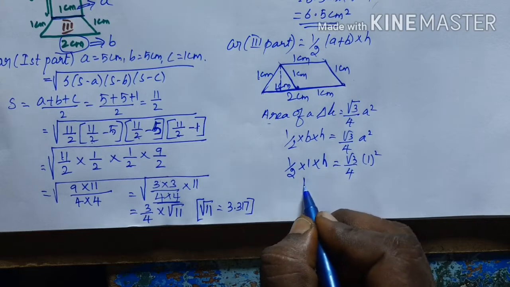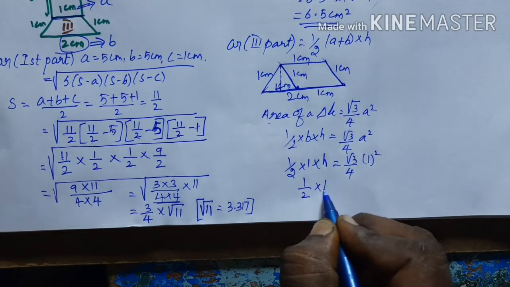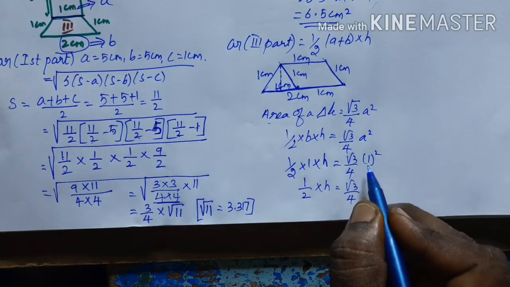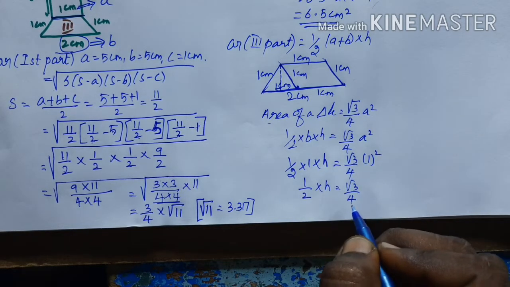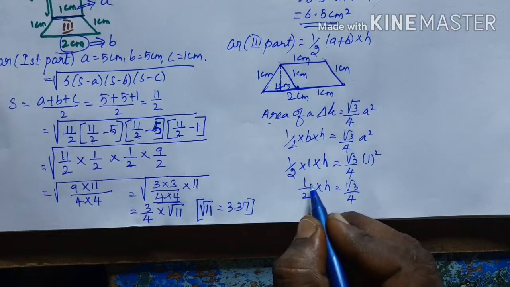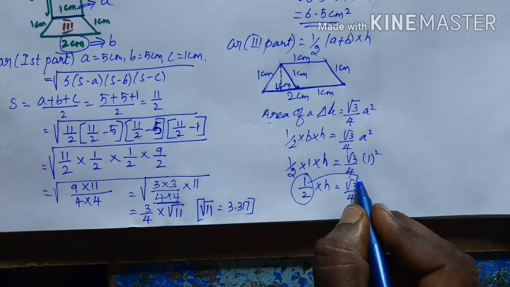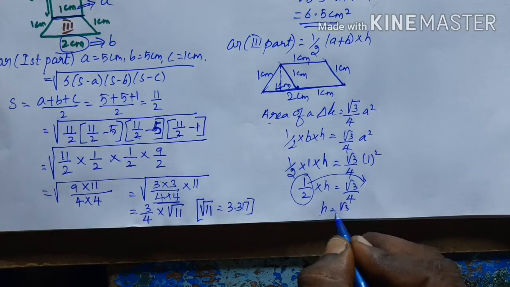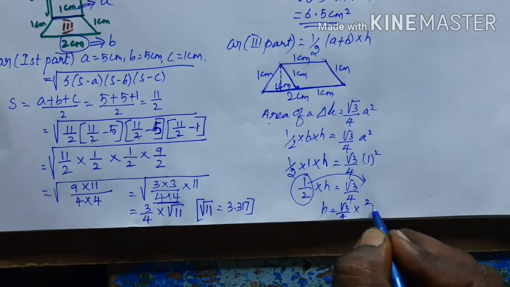So 1 by 2 into 1 value is 1 by 2 into height, which is equal to root 3 divided by 4, because the value of 1 square is 1. 1 into anything will get the same answer. And we need to find the height value, and it is a fraction, so transposing to the right hand side, it is converted into reciprocal. So height is equal to root 3 divided by 4 into 2 by 1.